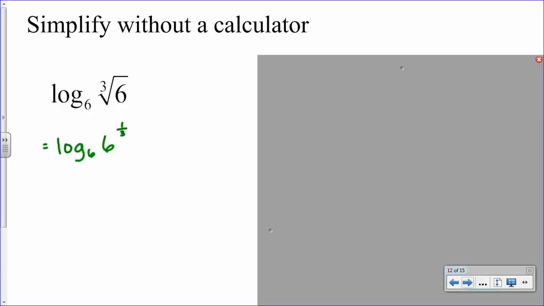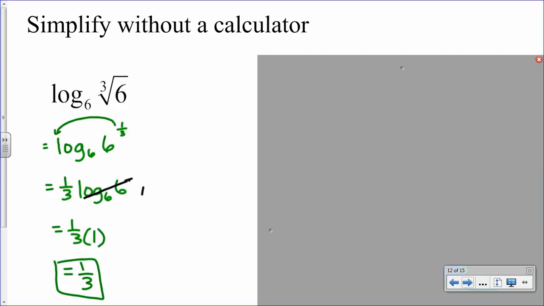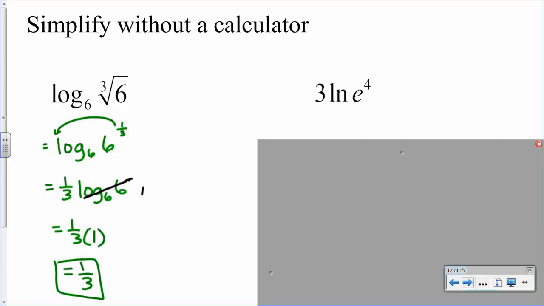1/3. And then we know, what about that 1/3? Yeah, it's an exponent, so we can move it out front. So 1/3 log base 6 of 6. And now, log base 6 of 6 is 1, right? So that cancels, leaving me with just 1. So I have 1/3 times 1, which is 1/3. Good.